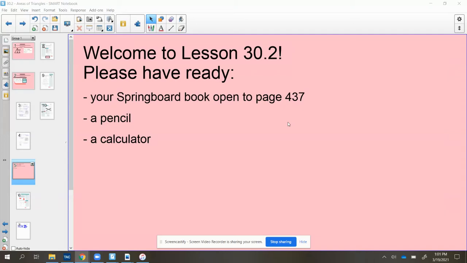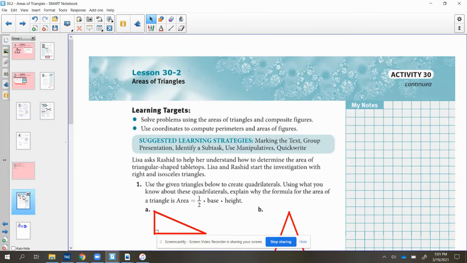Today's lesson is starting on page 437 in your Springboard textbook, and you will want a pencil and a calculator. Today we are focusing on the area of triangles and different types of triangles and some formulas that we can use to solve those problems. You're definitely going to want to have your area formulas handy because you're going to add to the list today.